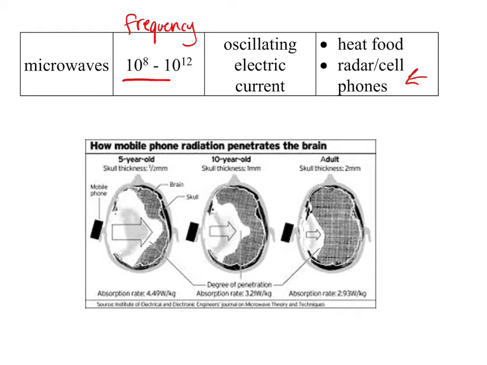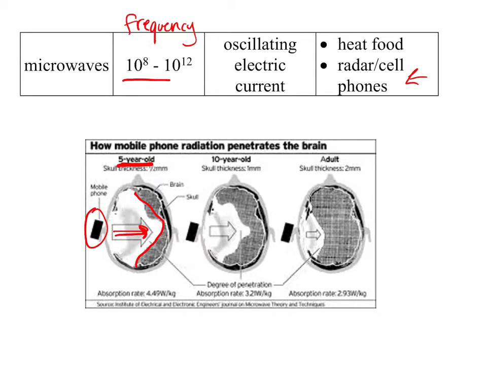Okay. And when people say, oh no, microwaves are so bad for us, they're really bad for kids, right? Kids do not have as thick of a skull. So if a kid uses a mobile phone, yeah, it's bad. It just radiates into the brain more.